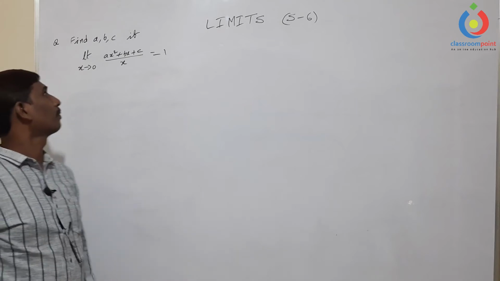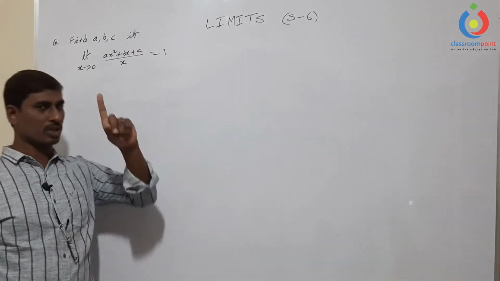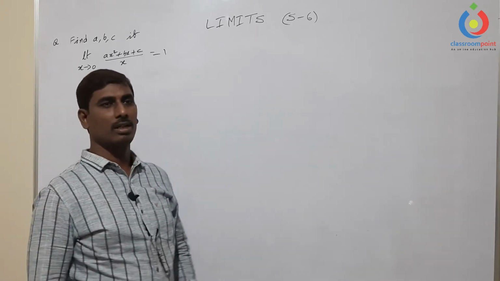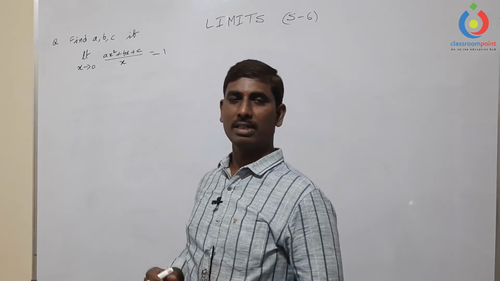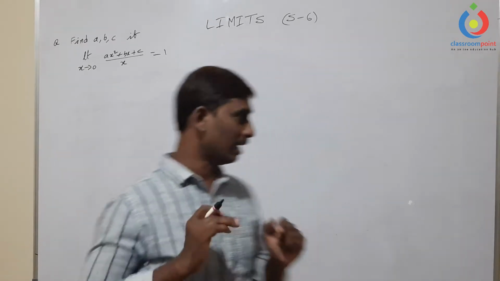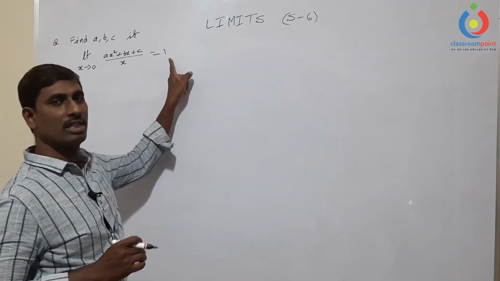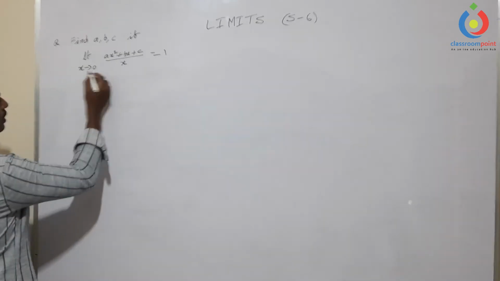Just see once here. Numerator degree is 2, denominator degree is 1, first point. That means numerator degree is higher than the denominator degree, so we get infinite. So how to simplify that? We'll see. But here they given it is equal to 1. It is not infinite, first point. So we'll do one thing.